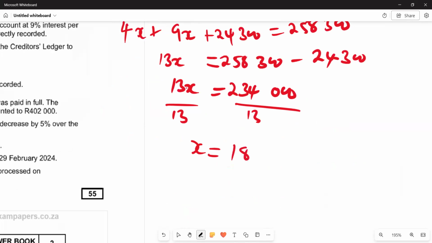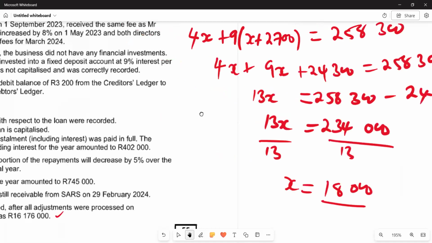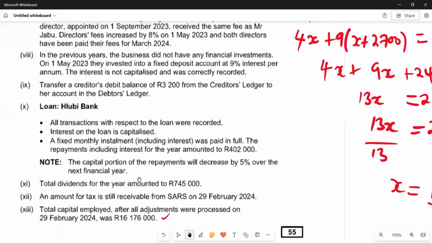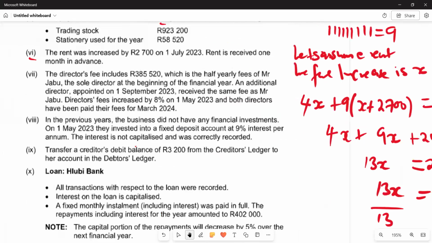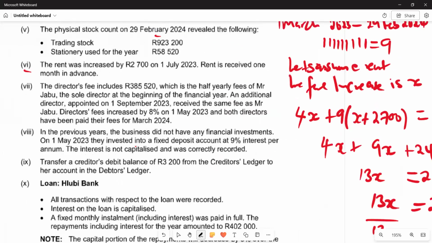You remain with your 18,000. So this is the rent before it was increased. So after it was increased now, remember, we want to remove the one that was paid in advance. If you go back to the explanation that we are given there, it's saying the rent is received 1 month in advance. So this is an in advance receipt, or a prepayment of an income that we have. And we know that we have to remove it since it doesn't belong to this period.